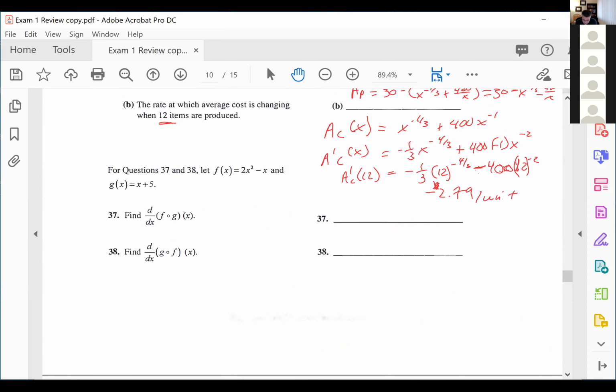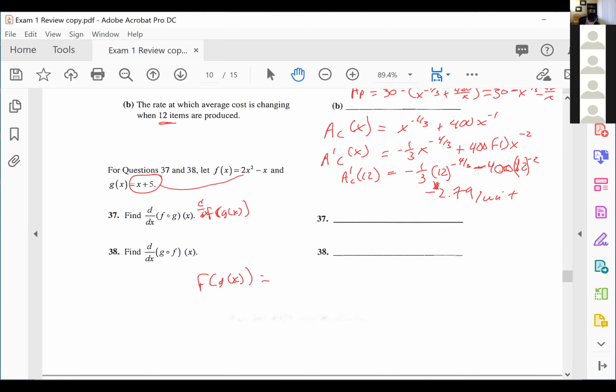Ooh, composition of functions. Derivative of composition of functions. Okay, cool. So let's do 37 here. 37 is f of g of x. If I take the derivative of that, that's just the chain rule. That's kind of cool. So what is f of g of x? We're going to plug g of x into x in f of x.